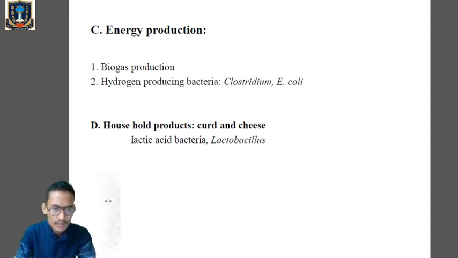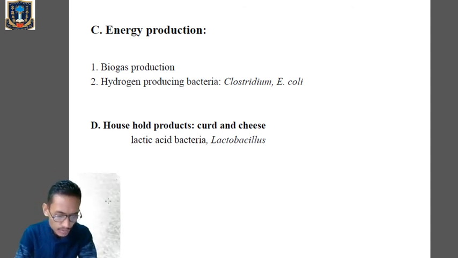The last one is the role of bacteria in household products, where they are utilized for the formation of curd and cheese. The bacterium employed for this is lactic acid bacteria called Lactobacillus. Kindly remember the name Lactobacillus, which is also called lactic acid bacteria, used in the production of curd and cheese, the household products.